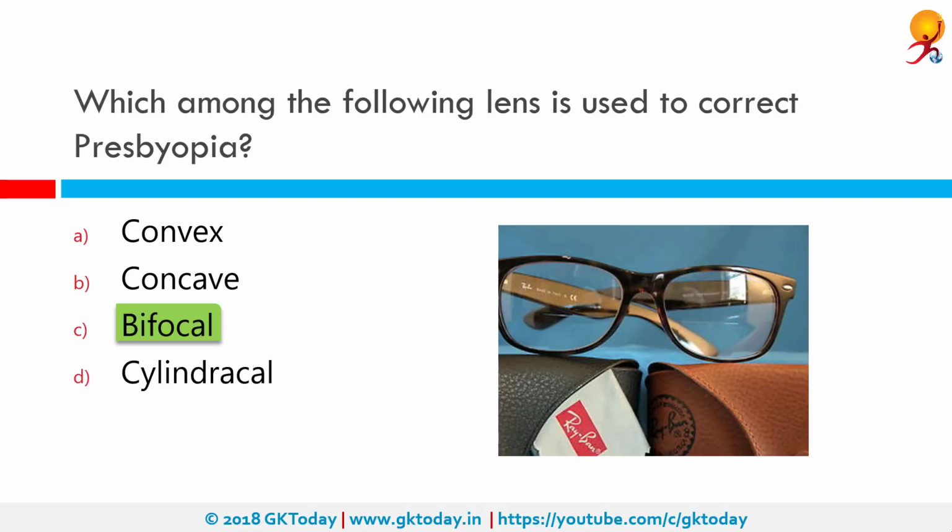At old age, ciliary muscles lose their elasticity, so they cannot change the focal length of the eye lens effectively, and eye loses its power of accommodation.